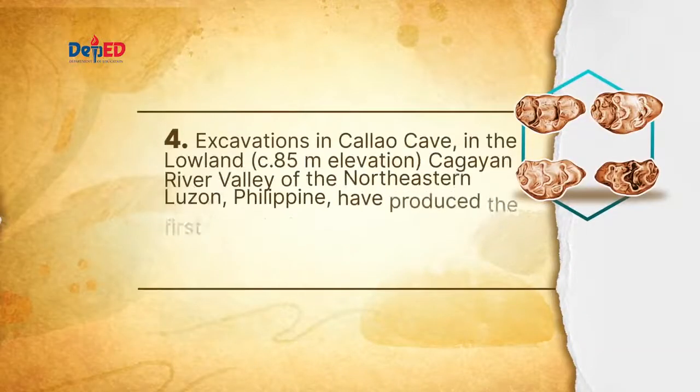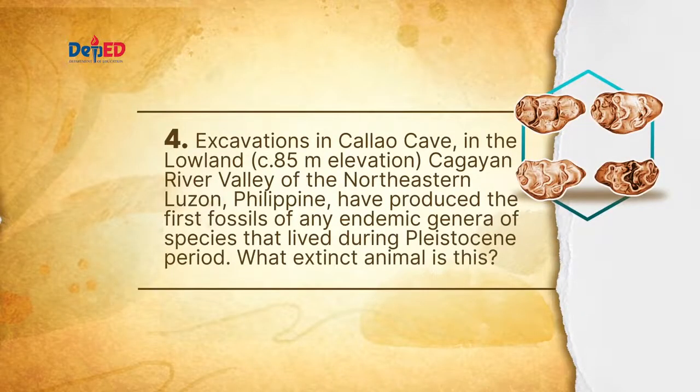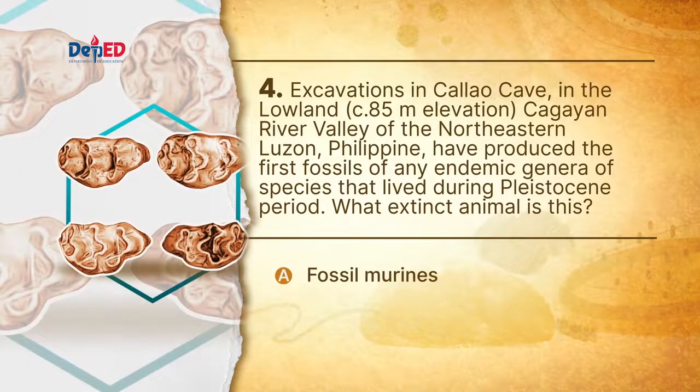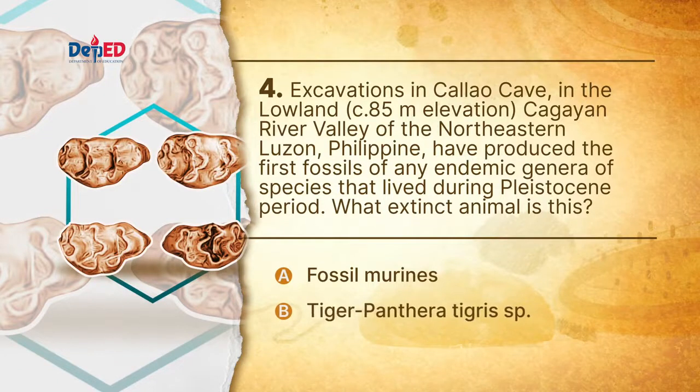Question number 4. Excavations in Callao Cave in the lowland Cagayan River Valley of northeastern Luzon, Philippines have produced the first fossils of any endemic genera of these species that lived during the Pleistocene period. What extinct animal is this? A. Fossil murines. B. Tiger Panthera tigris species. Or C. Cebu warty pig.